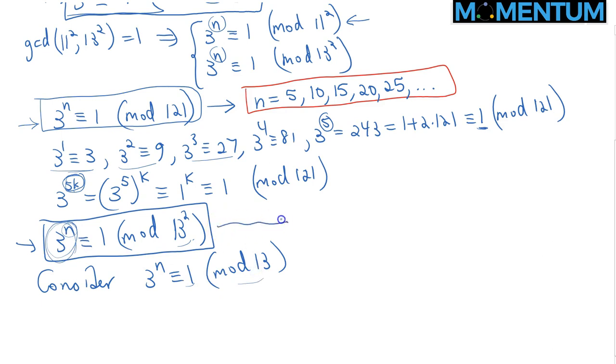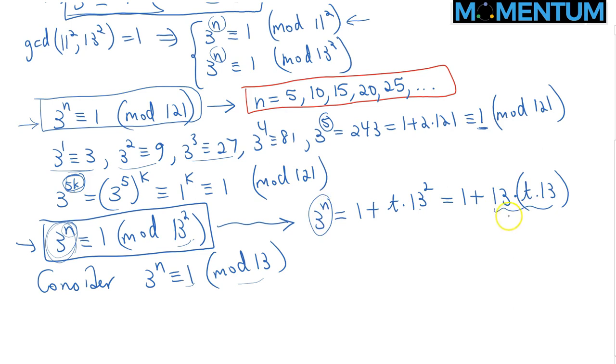Does that make sense? For instance, let's just explain what I mean. So all this means is that 3 to the n is equal to 1 plus, say, q times 13 square. I claim that's the same thing as 1 plus 13 times t times 13. Okay, this was a horrible notation, so let me use t here. Does that make sense? I just split it. What that means is if I divide 3 to the n by 13, the remainder will still be 1.